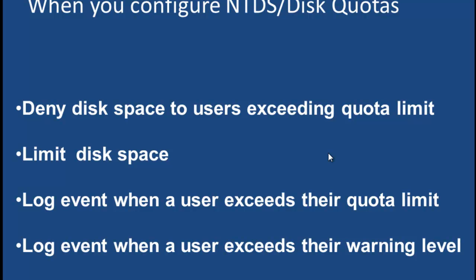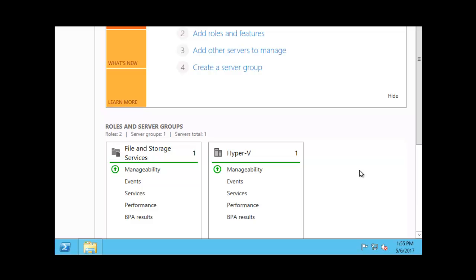When the user exceeds the quota limit, you can choose to log an event. Then you also have a warning level or warning limit, where you will say that when the user reaches a certain amount of gigabytes, they will get a warning, and you will see that warning because you will have logged the event. We're going to take a look at configuring disk quotas for users.